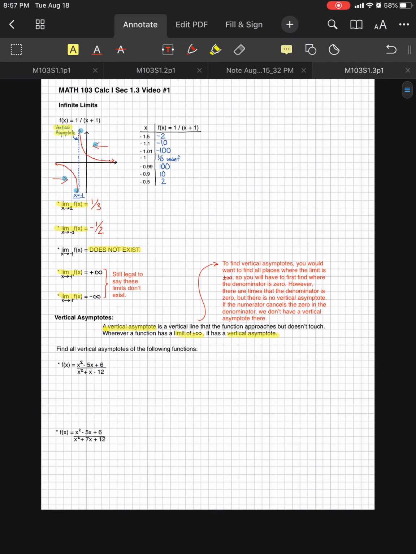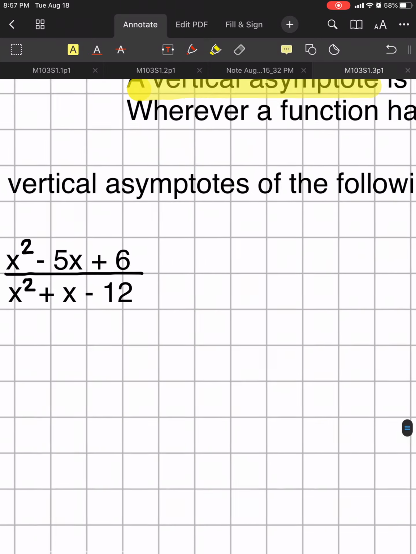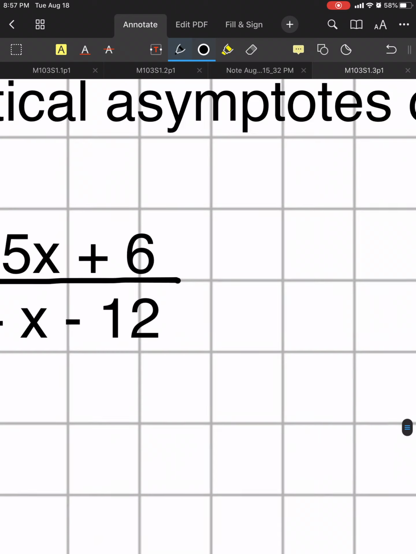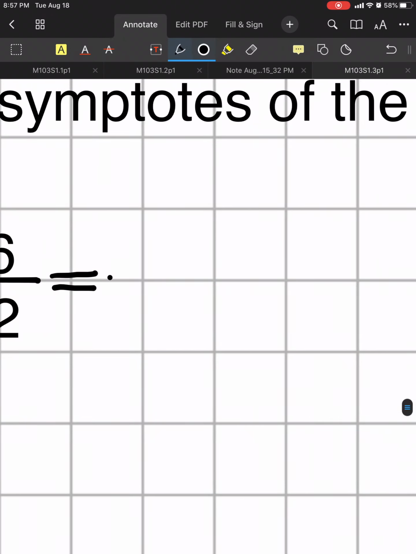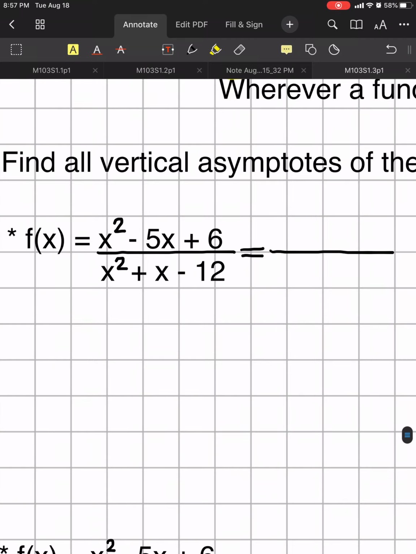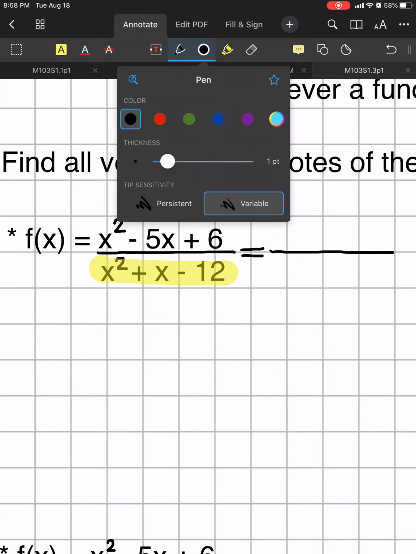Okay, so that is what you would want to do to find vertical asymptotes. You want to find all the places where the limit is plus or minus infinity. So essentially, what you have to do here, let me sort of explain to you what you need to do. If you have a function like this and you want to find where the vertical asymptotes are, you need to find where the bottom is 0, right? You need to find where the denominator is 0. So in order to do that, you have to factor that and set it equal to 0.